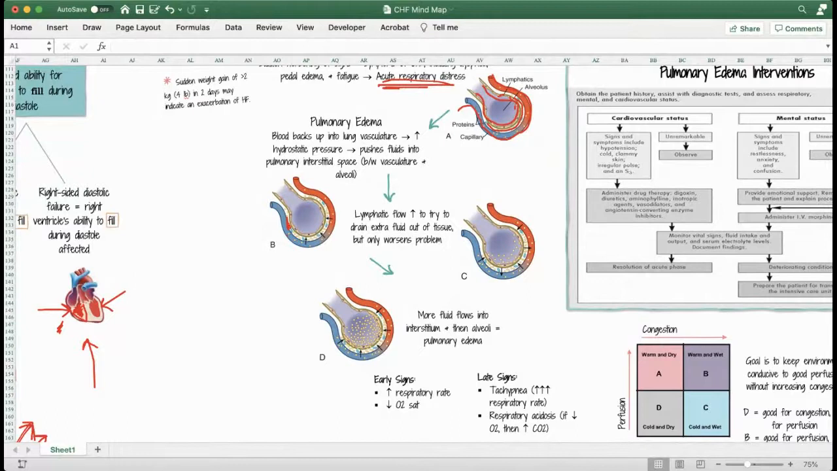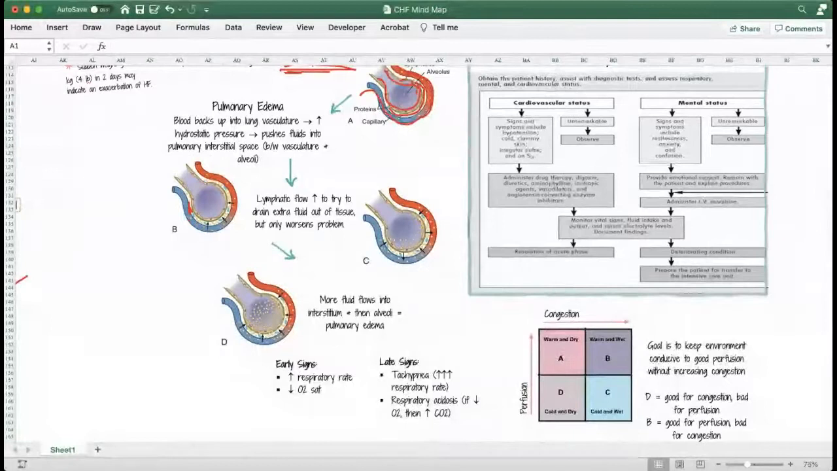Eventually, one of the crappy things that happens is your lymph flow will actually increase because it wants to drain all of that extra fluid out of that tissue. That can work sometimes if you have a mild increase in fluids or there are other reasons this is going on. That lymph flow can push through here and pull some of that fluid out through the lymphatic system. But in this kind of heart failure, it really just worsens the problem because it increases the amount of fluid in this whole area.